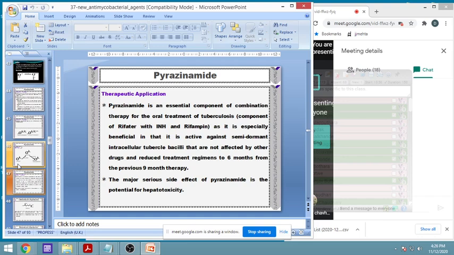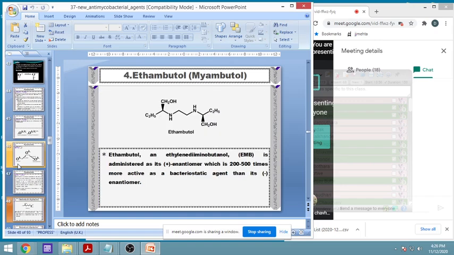The major serious side effect of pyrazinamide is hepatotoxicity. So you can see that all the drugs which are most important are hepatotoxic, and that is a very, very important concern regarding the treatment of tuberculosis, particularly in hepatic failure.